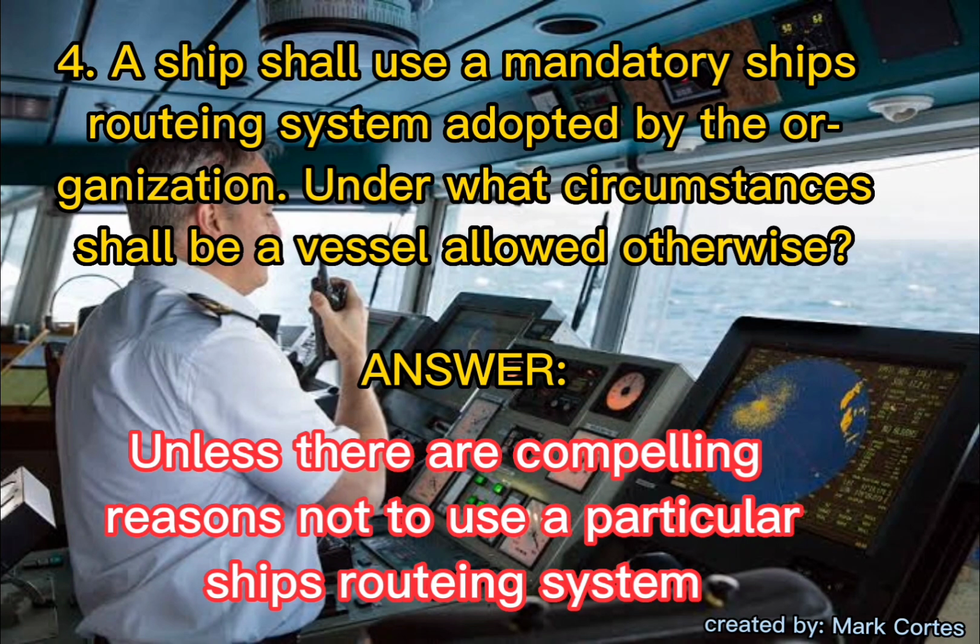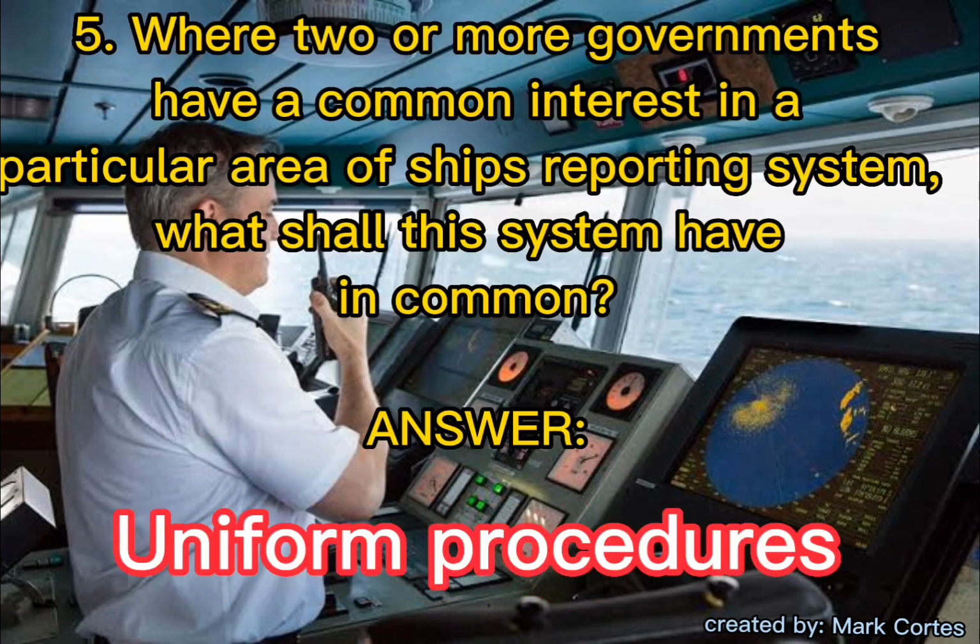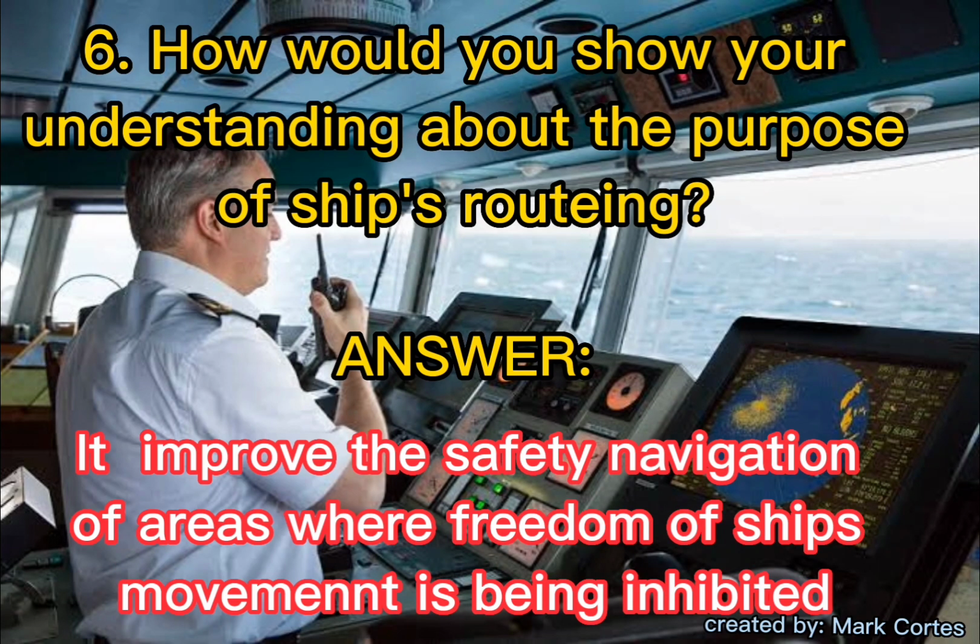4. A ship shall use a mandatory ship's routing system adopted by the organization. Under what circumstances shall a vessel be allowed otherwise? Answer. Unless there are compelling reasons not to use a particular ship's routing system. 5. Where two or more governments have a common interest in a particular area of ship's reporting system, what shall this system have in common? Answer. Uniform procedures.